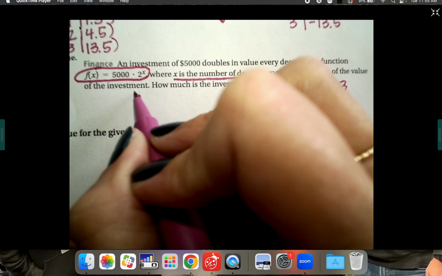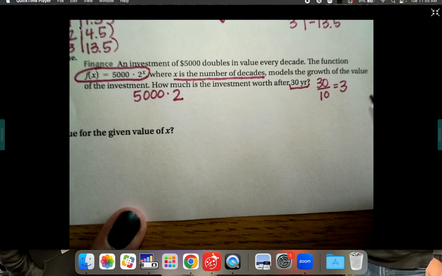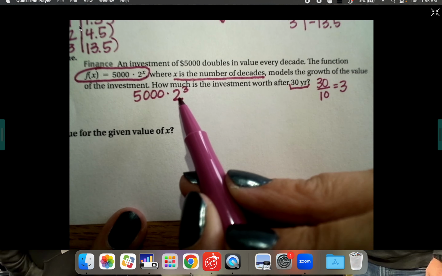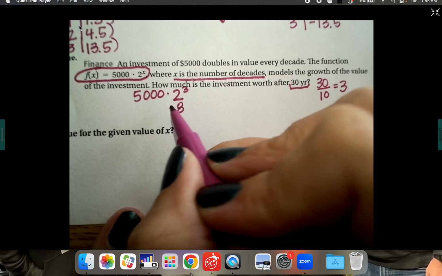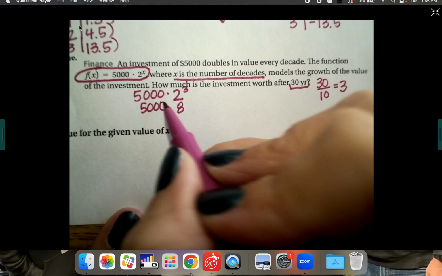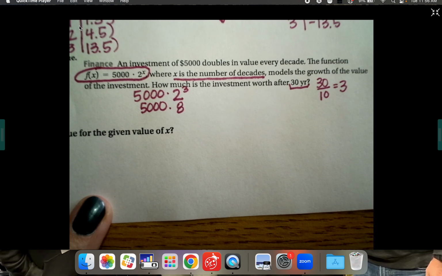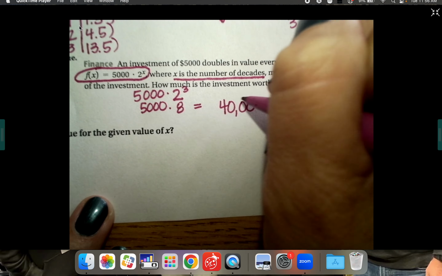So you will put 5,000, again, it's probably just trying to catch you and see if you're actually reading it, times 2 to the power of 3 decades. And again, order of operations, 2 times 2 times 2 is 8. Do that part first, and then go back and multiply by 5,000. 5,000 times 8 is 40,000. So this would be worth a $40,000 investment.